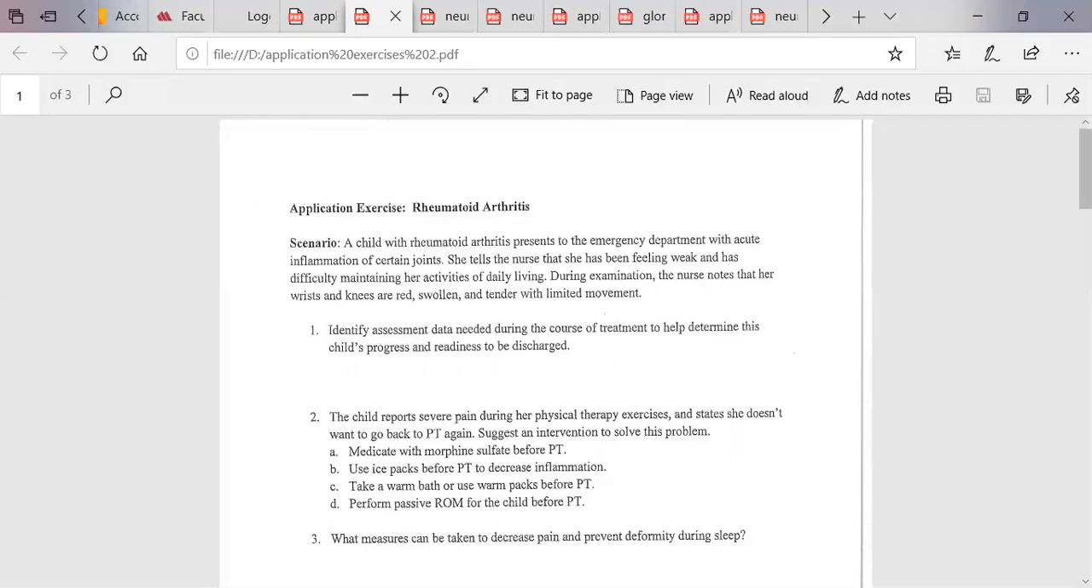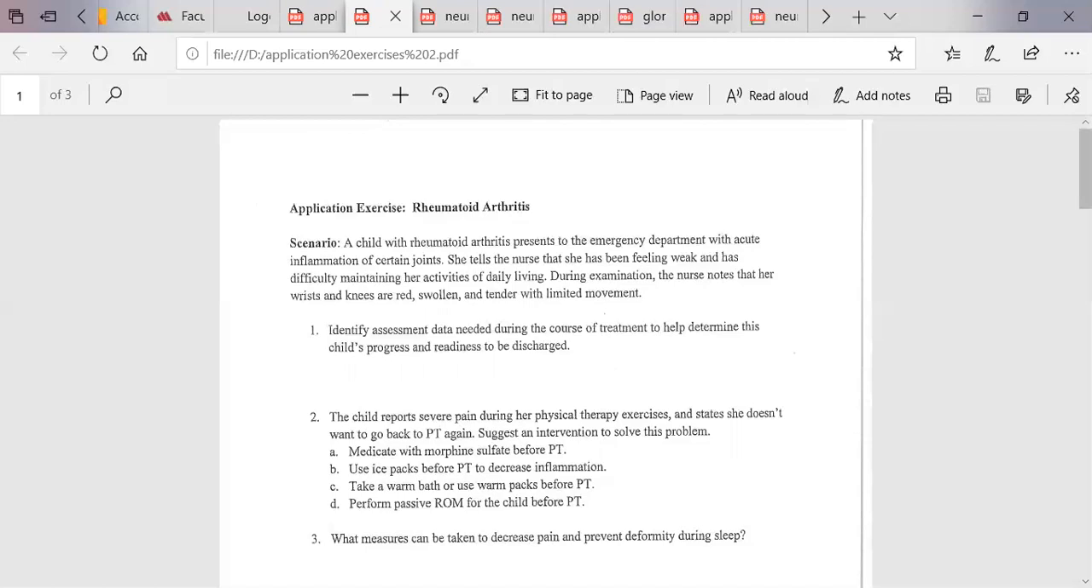I said those systemic signs and symptoms; those would be considered fever, malaise, myalgia, hepatosplenomegaly, rash, pleuritis, pericarditis. You could see those things with RA as well. The child reports pain during her PT exercises and states she doesn't want to go back to PT again. Suggest an intervention to solve this problem.